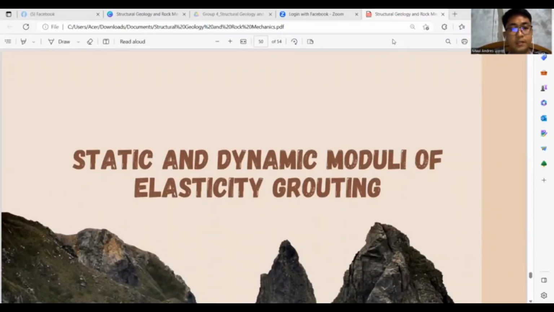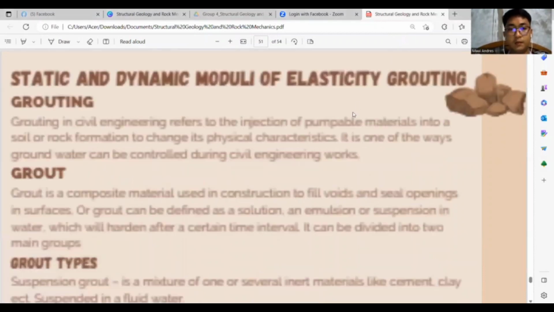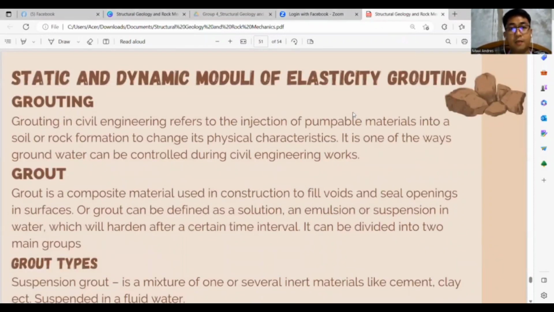My report is on static and dynamic moduli of elasticity and grouting. Static and dynamic moduli of elasticity, grouting. Grouting in civil engineering refers to the injection of pumpable materials into a soil or rock formation to change its physical characteristics. It is one of the ways groundwater can be controlled during civil engineering works.